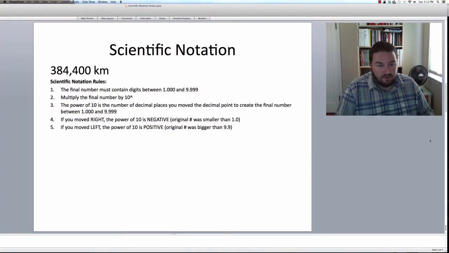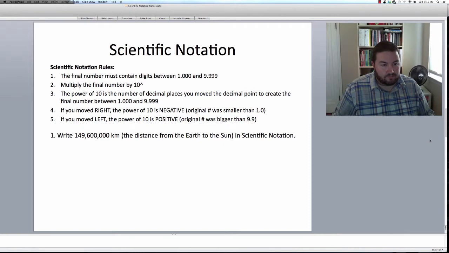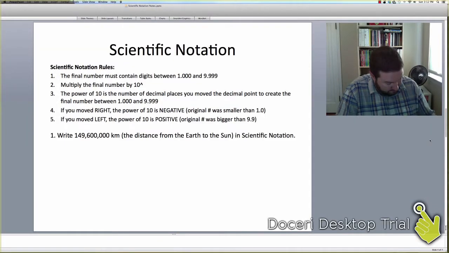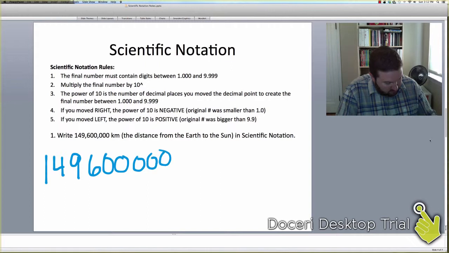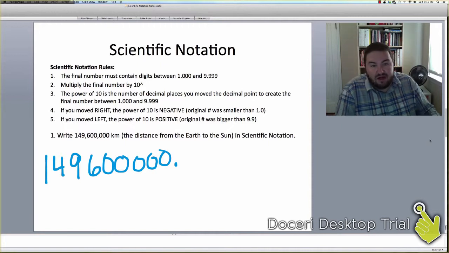So let's try another one. Let's do the distance from the Earth to the Sun, which is a little bit bigger number. 149.6 million kilometers. So once again, I will write that number. And just like last time, put the decimal point because we know where it is. So again, I got to move the decimal point to the left, so I know I'll have a positive power of 10. It's a really big number.